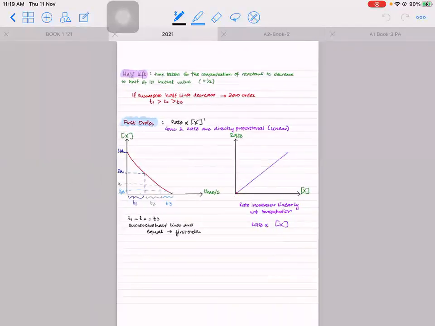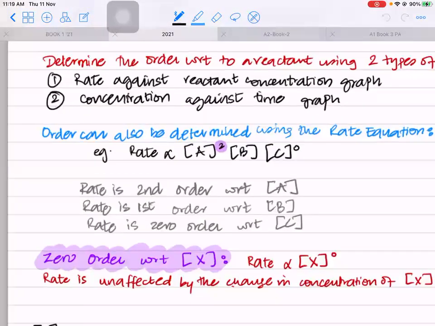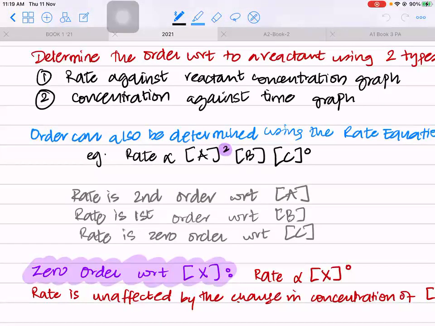All right, so we had started with reaction kinetics and I told you order. What is order? Order is the power to which the concentration of a reactant is raised in the rate equation. I told you you could figure out the order by looking at the overall rate equation. For example, here we say that rate is second order with respect to A, first order with respect to B, zero order with respect to C.